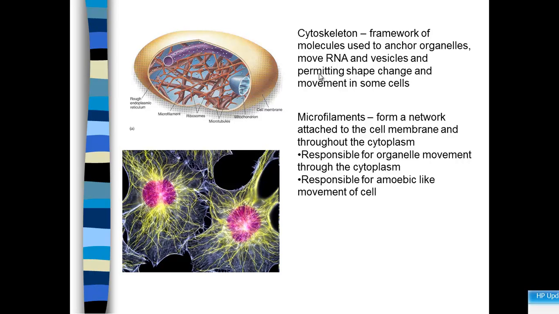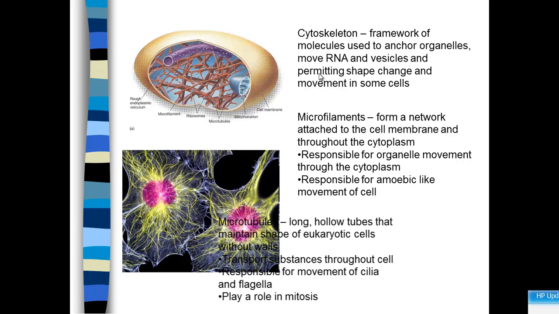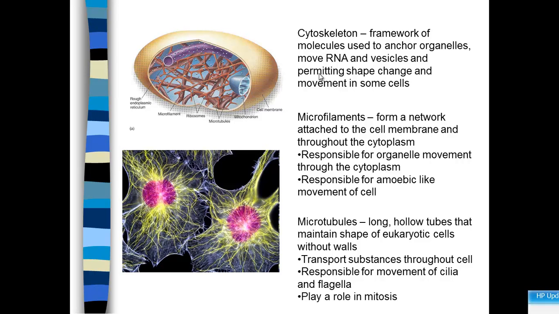Microfilaments are the smallest filaments. They are made out of actin, and they are attached to the cell membrane and are throughout the cytoplasm. And then there are microtubules. These are long, hollow tubes, and they help maintain the shape of the cell. Microtubules are also involved in the architecture of cilia and flagella, and they play a very strong role in mitosis in terms of making the mitotic spindle and allowing the cell's chromosomes to divide to make two daughter cells.